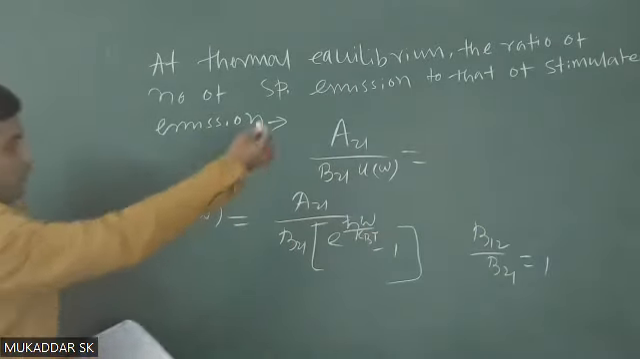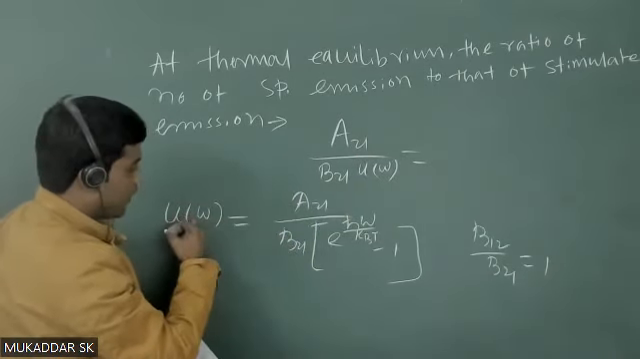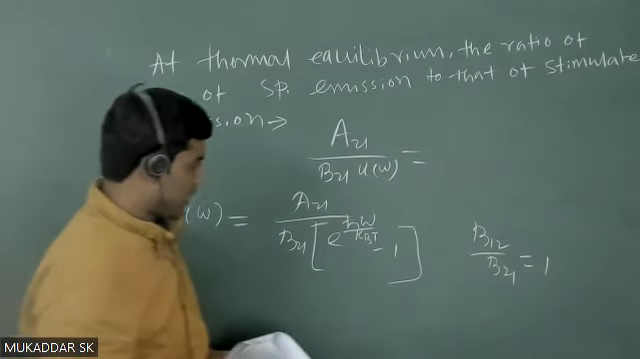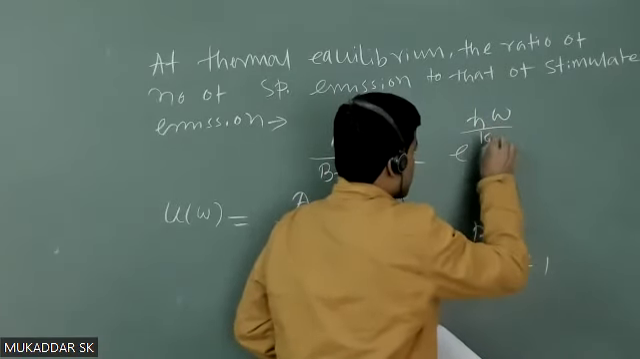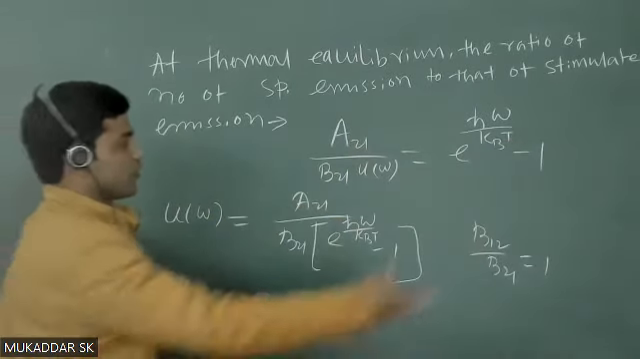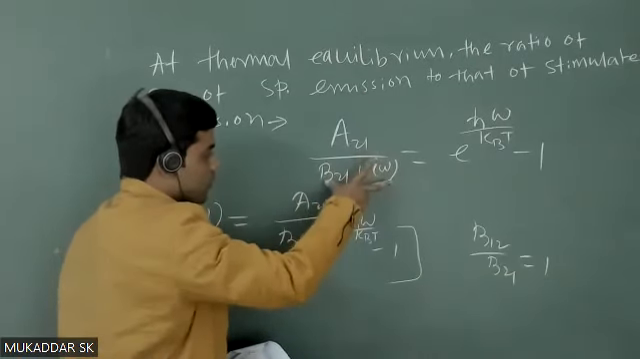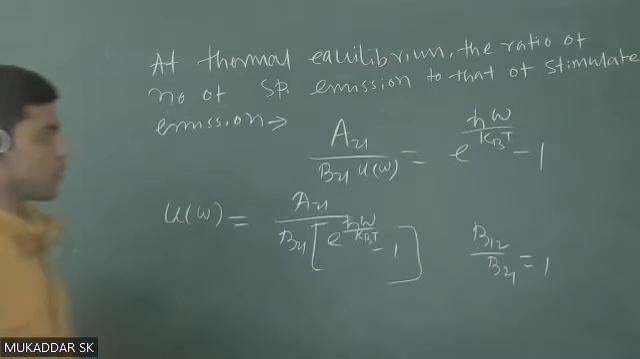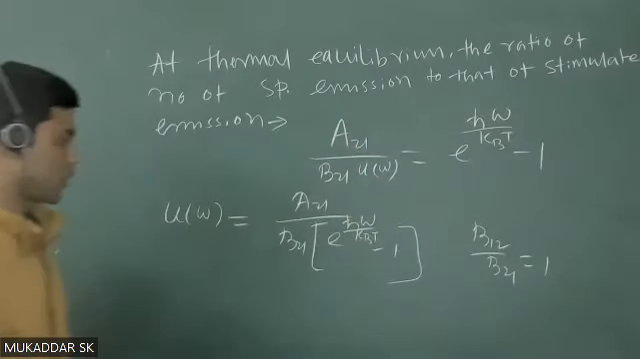And that B1 by B2, that is one. So from this expression I can get that A21 divided by B21 U omega, that will be how much? It will be e to the power h cross omega by KBT minus 1. Exactly, h cross omega by KBT minus 1. So this is actually representing the ratio of number of spontaneous emission to that of stimulated emission. Okay, and that depends upon exponential h cross omega by KBT minus 1.